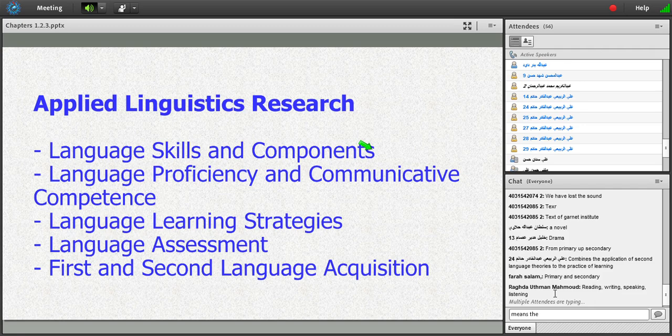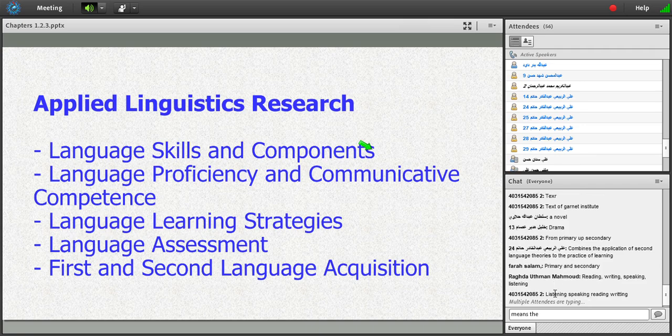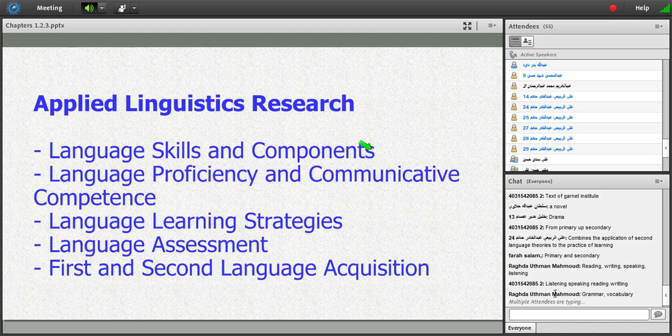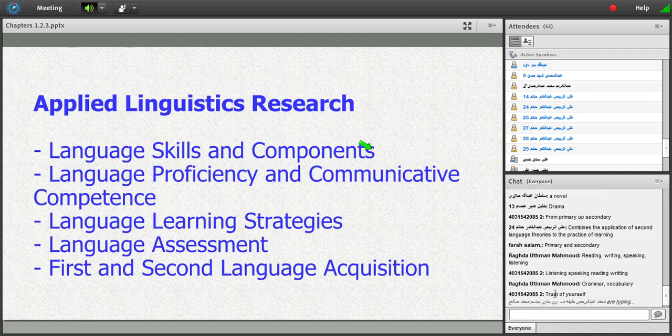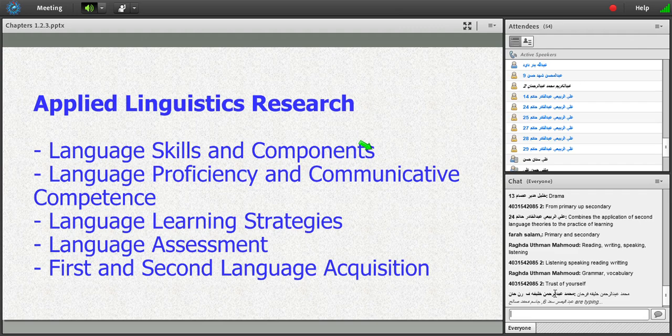Reading, writing, speaking, and listening. That's right. And what do we mean by components? What about components? Grammar, vocabulary, and pronunciation. Okay, so these are 3 components. So we have 4 skills and 3 components, but we can have a 5th skill. Do you know what the 5th skill is?